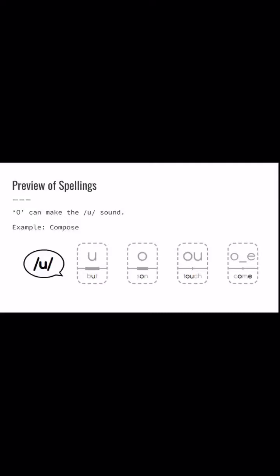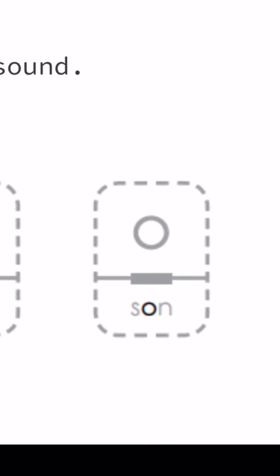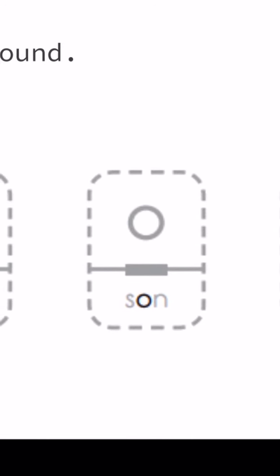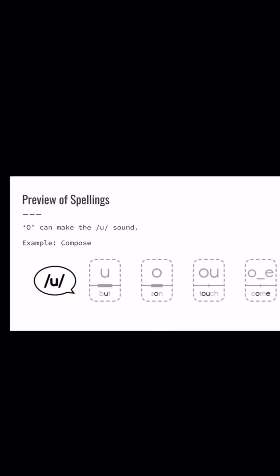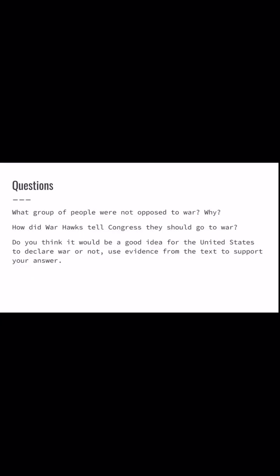This is a preview of our spellings. Now I want you to take a look at this O card. This O can make the sound. For example, the word sun. We hear that O making the sound. Okay, and I have an example here, compose. That first O makes the sound. Okay, so keep that in mind. O can make the sound. Let's go on to our next slide.